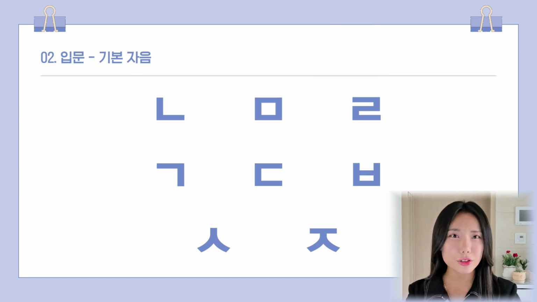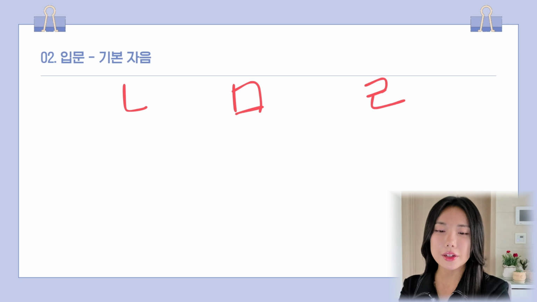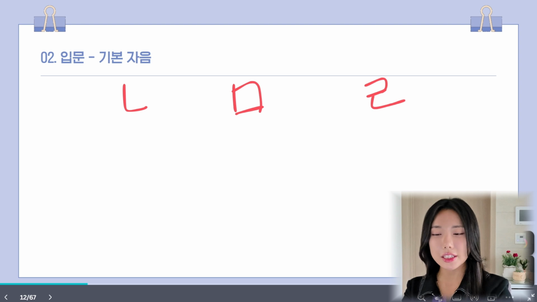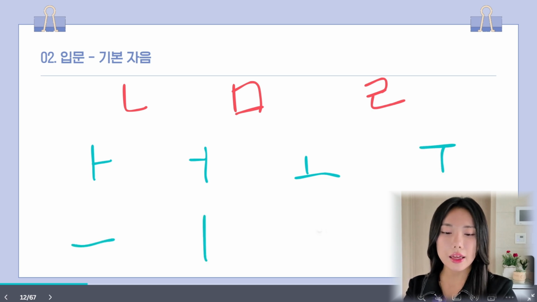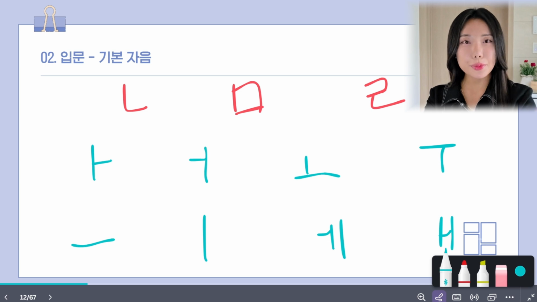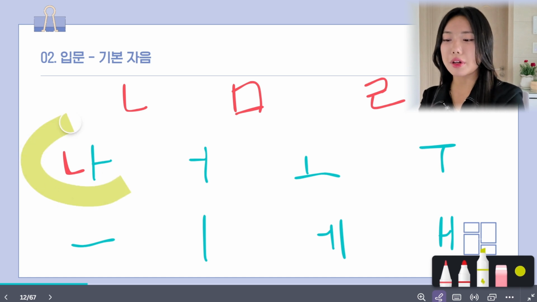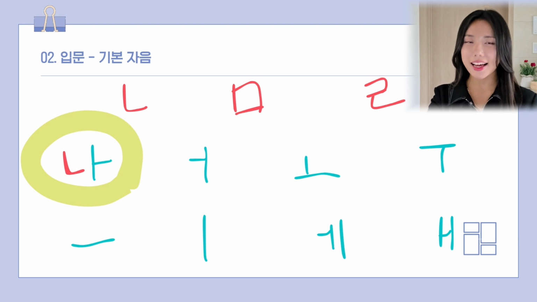I would like to do the practice first with those N, M, L. Let me bring all the vowels we already studied, which were A, O, O, U, I, E. Quiz. If I put N here, then how would you pronounce this word? N and A. 나. And A sounds like na.